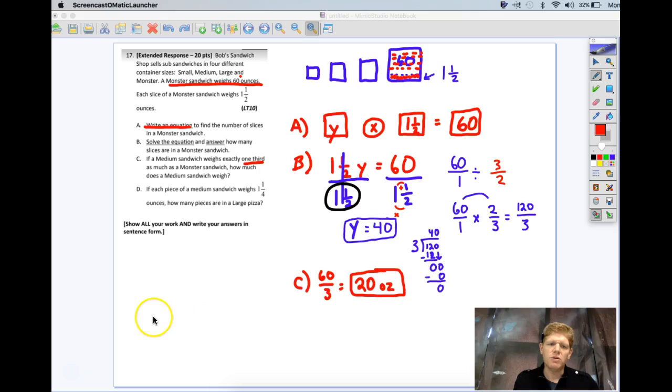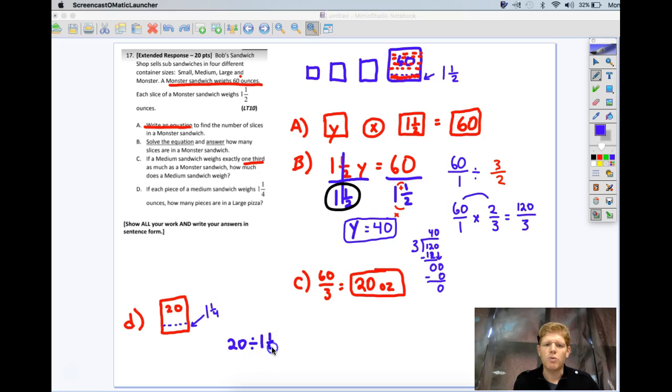Then we can come on down and we'll do letter D, and I'm going to start over here. If each piece of a medium sandwich weighs 1 1/4 ounces, so here's my medium sandwich here. I know that the medium sandwich weighs 20 ounces, and I know that each slice is going to weigh 1 1/4 ounces. Then how many pieces are in that large pizza? Well, to find that out, all I have to do is divide 20 by 1 1/4. So I'm going to divide 20 by 1 1/4.